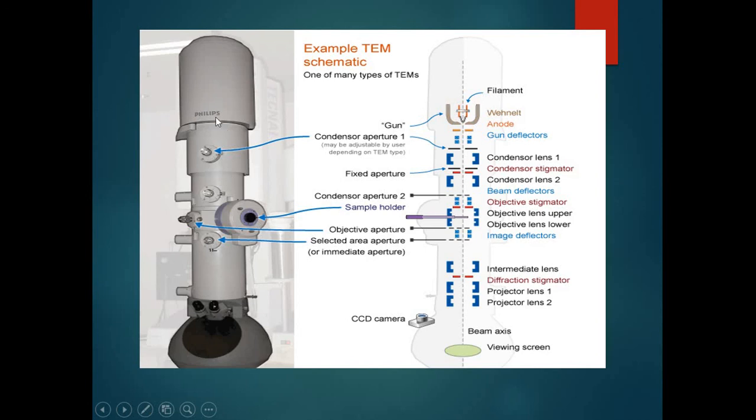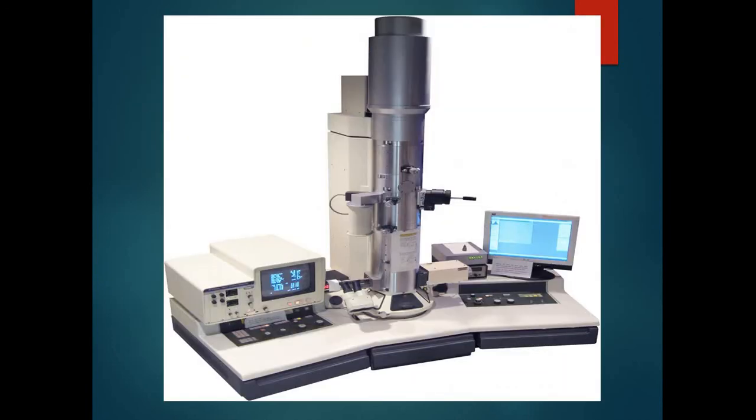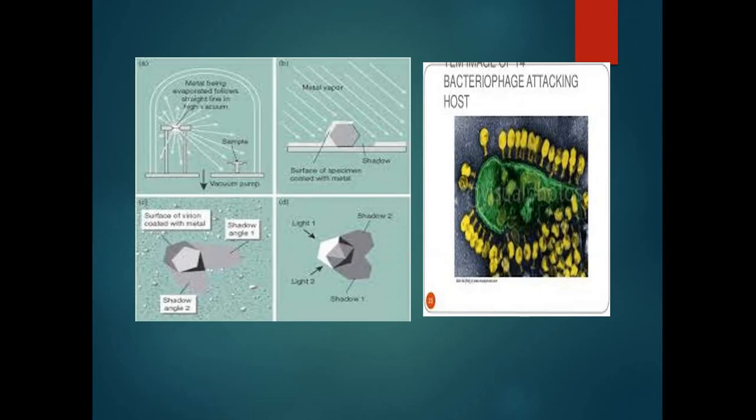This is the external structure of the electron microscope. This is the internal structure. Here you can see the CCD cameras, and this is the external structure of the transmission electron microscope. This is the external structure, and its components are also present. Here you can see the different components of the transmission electron microscope.